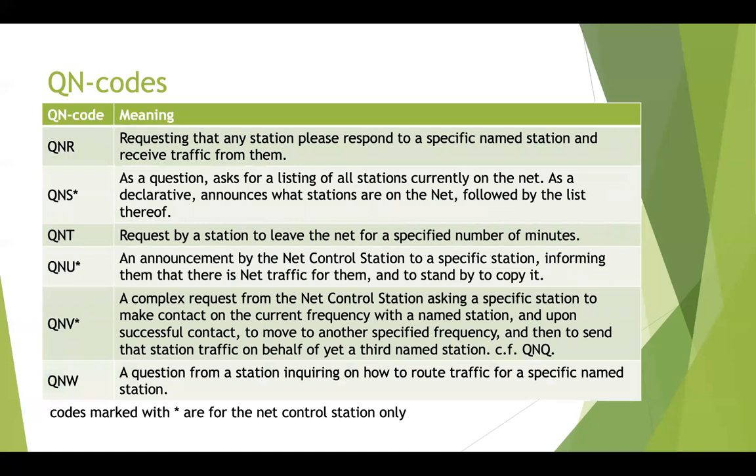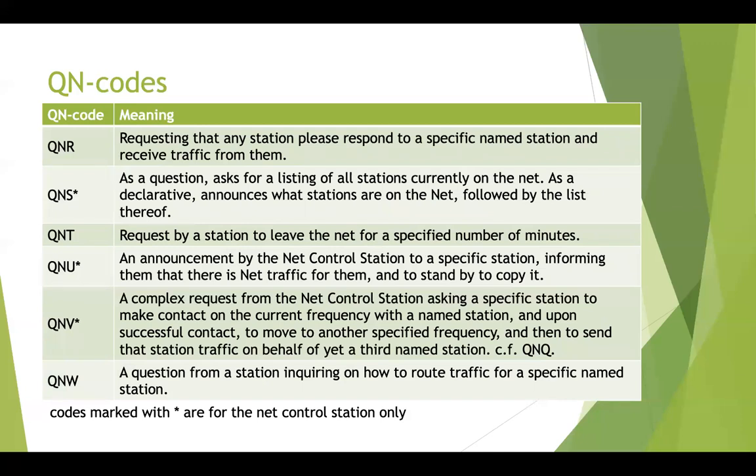QNR requests any station respond to a named station and receive traffic from them. QNS asks for a list of all stations currently on the net, or announces what stations are on the net. QNT, a request by a station to leave the net for a period of time. QNU, an announcement by net control to a specific station telling them that there is traffic for them.